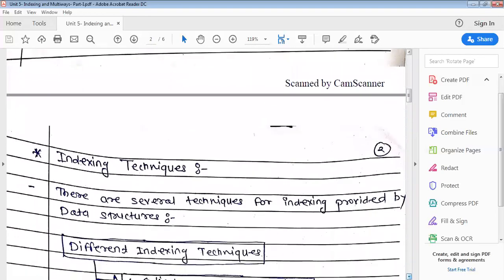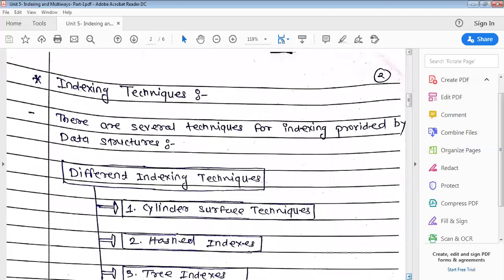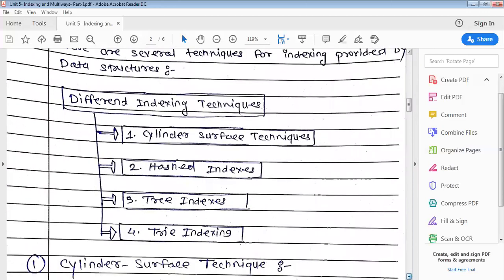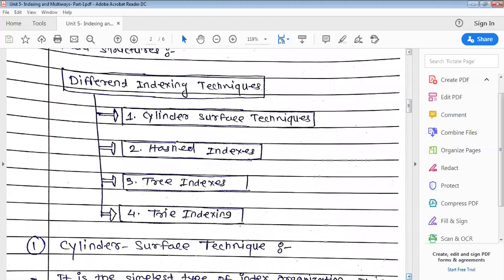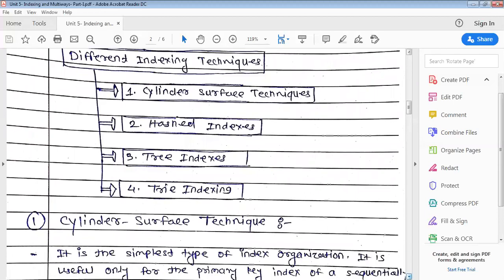There are some techniques regarding indexing. These are the different techniques. The first one is the cylinder surface technique, the second is hash indexes, the third is tree indexes, and the fourth is trie indexes. So what is the first one?